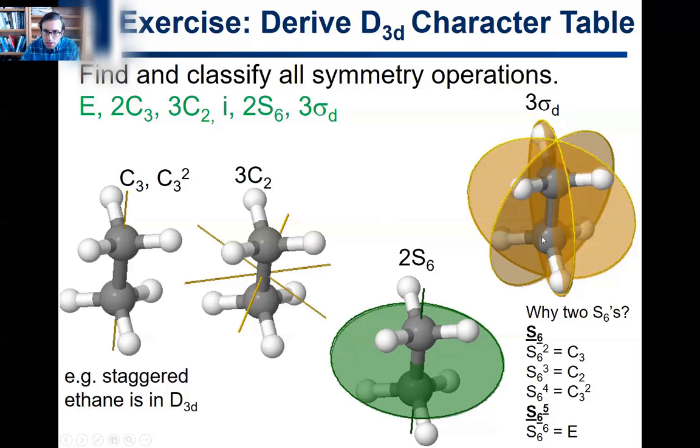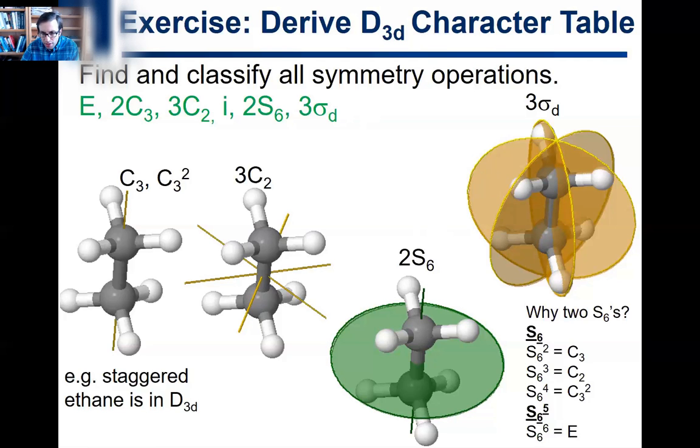Well, remember, an easy way to know this: there's a rigorous definition, which is that they bisect C2s, right? And so you can see that the position of these mirror planes would bisect the C2s. The easier way to know is that, hey, we have a D here, so these got to be Ds, okay? So those are the three mirror planes. We're almost done with classifying the symmetry operations.